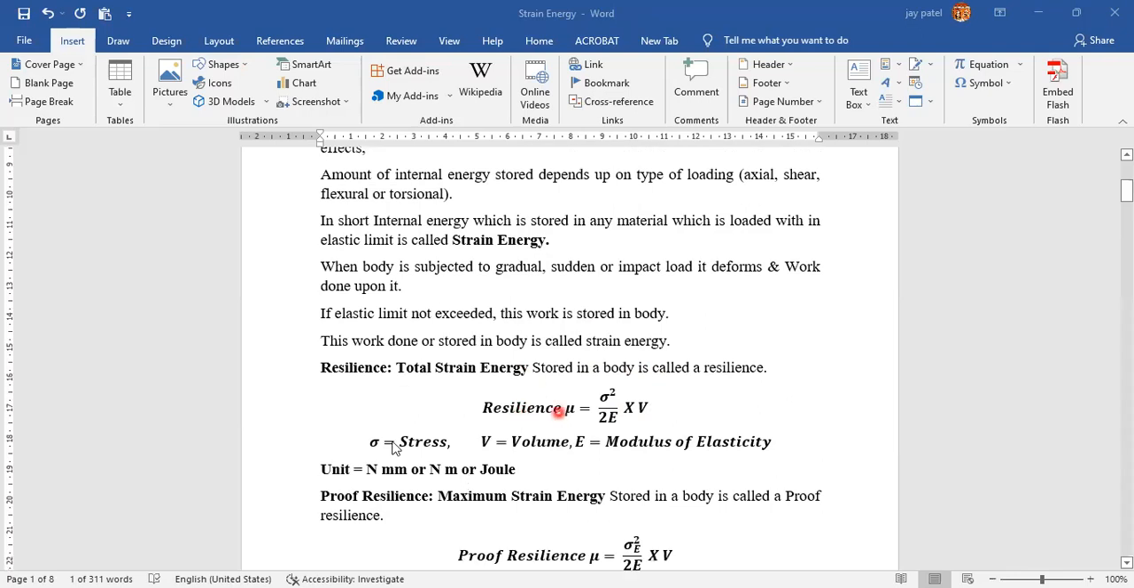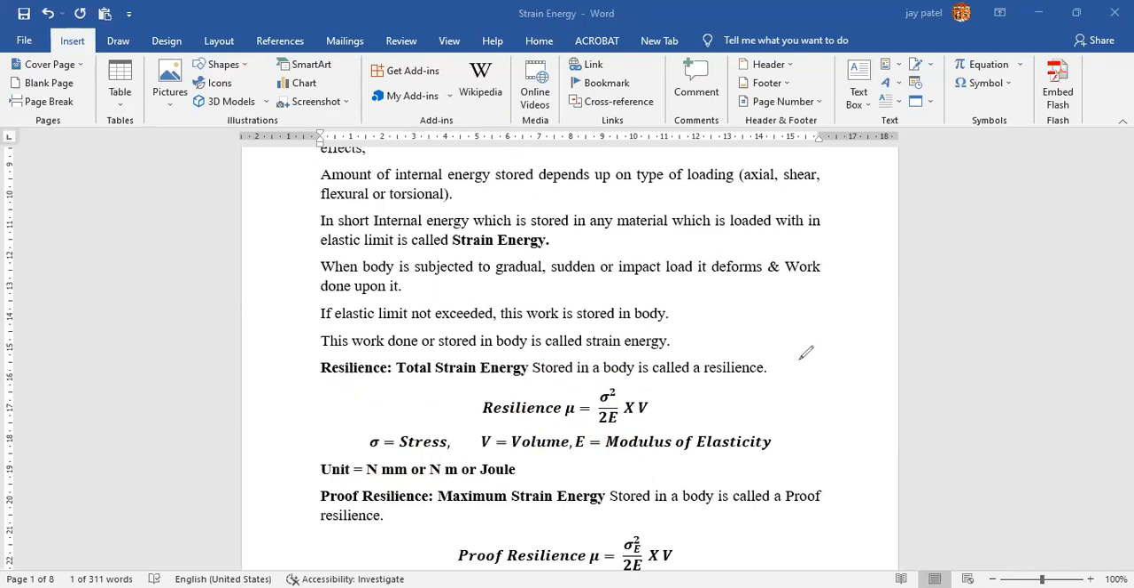Next, what is the unit of resilience? The unit of resilience is Newton mm or Newton meter, also known as joule. You will have to remember the units. Many times the question is asked: explain resilience, give its unit. So total strain energy stored in a body is called resilience, the equation of resilience is sigma square by 2E into volume, and the unit is Newton mm. Let's derive this unit.